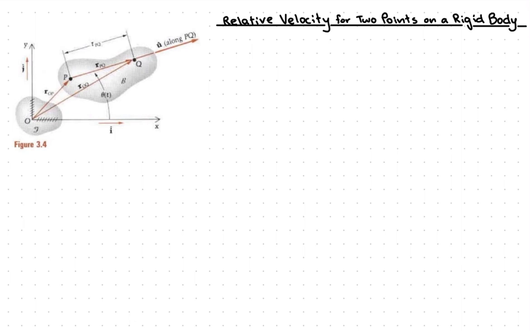So let's say the body were rotating clockwise. This would mean that the point Q would go downwards, the point P would go upwards, and so the vector RPQ would go from this upwards right position to more of a downward right position as time goes on.